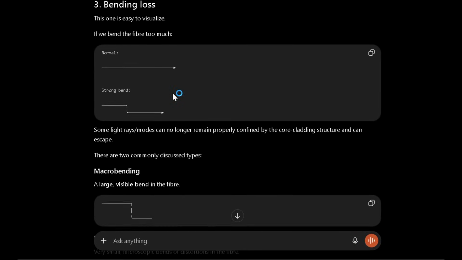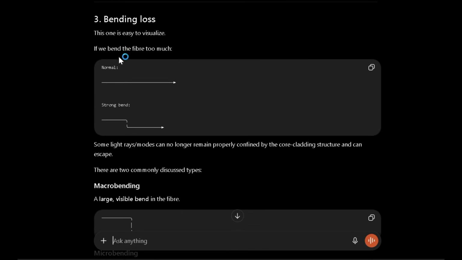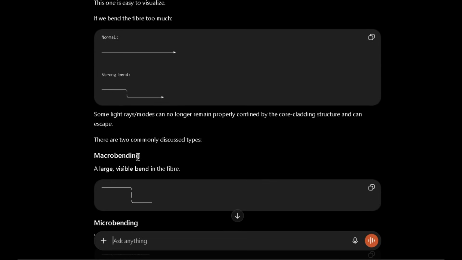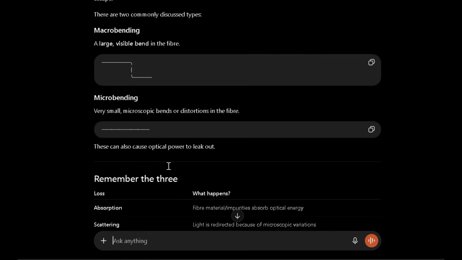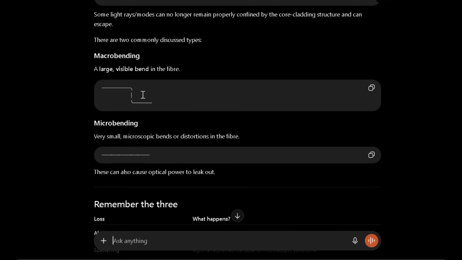Bending loss. This one is easy to visualize. If you bend the fiber too much, when there is a strong bend at a particular part of the fiber, some light rays or modes can no longer remain properly confined by the core and cladding structure and can escape. There are two commonly discussed types: macro bending, a large visible bend in the fiber, and micro bending, very small microscopic bends or distortions in the fiber. These can also cause optical power to leak out.